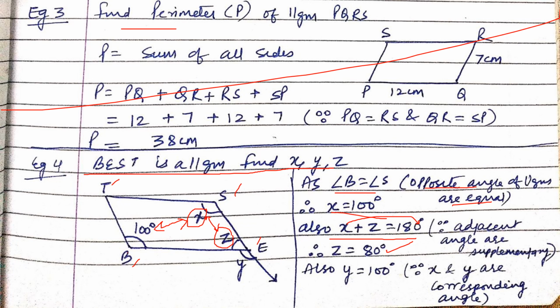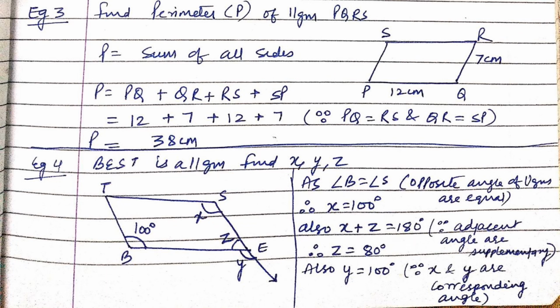Finally, we have y. There are many ways to find the value of y. You can take the linear pair thing, y plus z equals 180. Or you can say that x and y are corresponding angles, so they both should be equal. That is why y became 100 degrees. Got it?